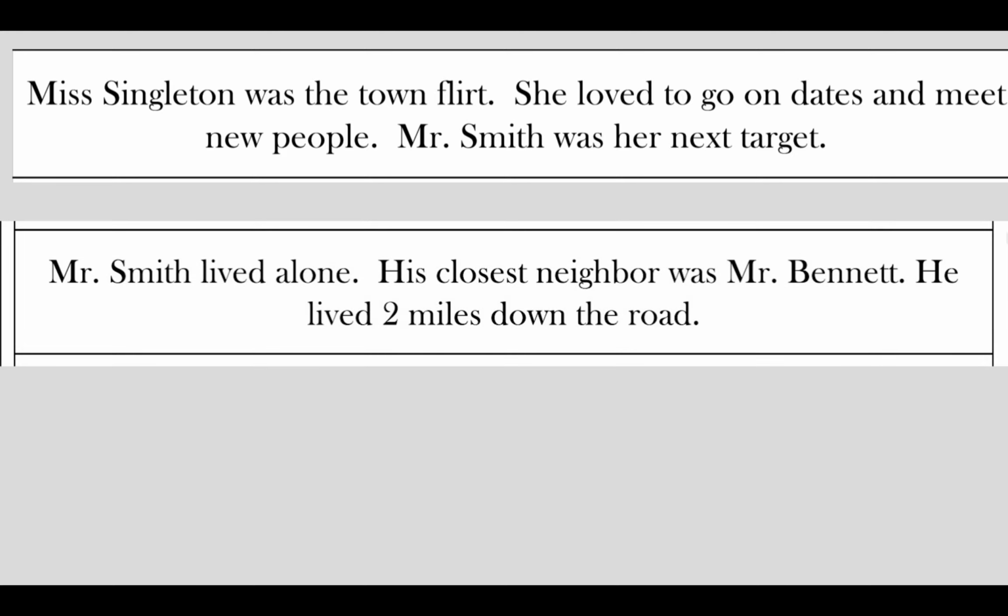So maybe Miss Singleton had a crush on Mr. Smith. Mr. Smith lived alone. His closest neighbor was Mr. Bennet, and he lived 2 miles down the road. And that's not that close, apparently.